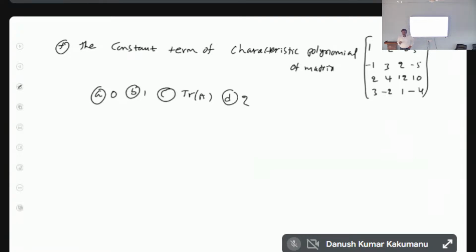Constant term of the characteristic polynomial. Observe, what type of matrix is it? If you observe, the first row and third row are proportional: 1, 2, 6, 5 and 2, 4, 12, 10. Yes or no? What happens? If two rows are the same or proportional, the determinant vanishes. Determinant value is 0.